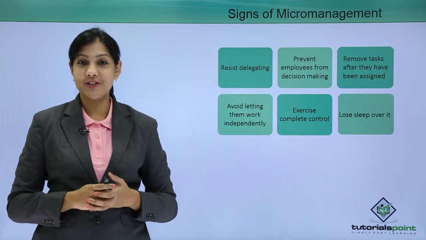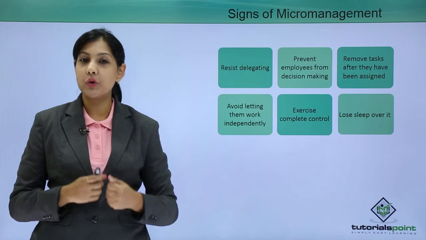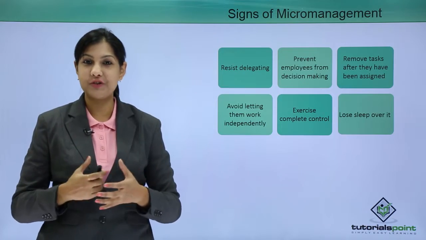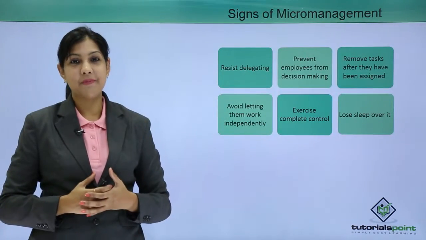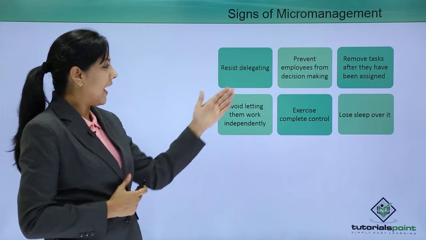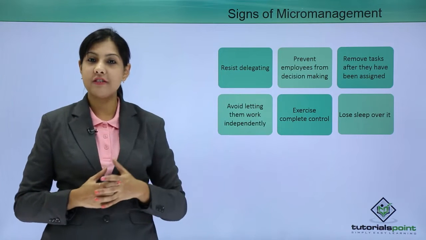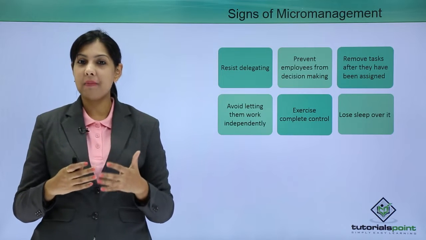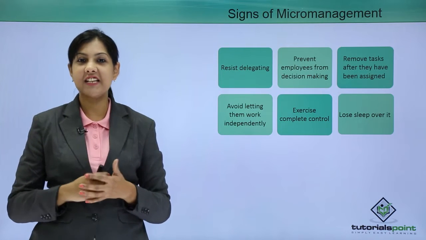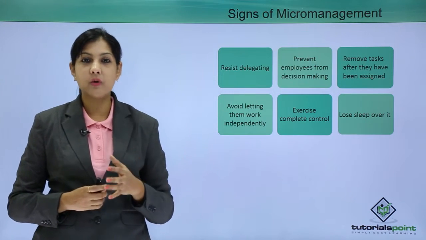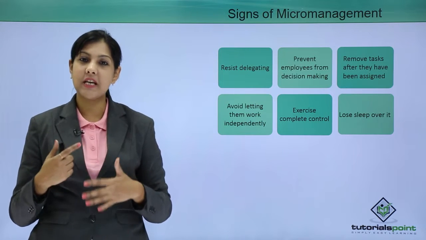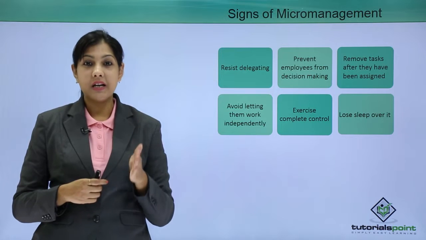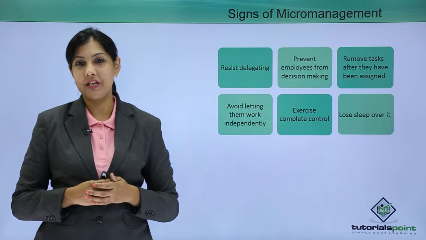Exercise complete control. As we mentioned earlier also, a lot of people like to control things. They want to have the final authority or control. If these are the signs, that means you are micromanaging. And they will also lose a lot of sleep over it, meaning they will keep thinking about this task that they have delegated to somebody. They will fear about it, they have a phobia, and they actually keep losing sleep over whether that person will be able to do that particular task properly or not.